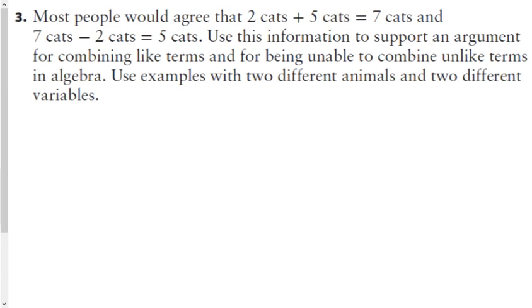That's the next one. Most people would agree that 2 cats plus 5 cats is 7 cats, or 7 cats equals 2 cats plus 5 cats. Use this information to support our argument determination. We just did that there. Can't combine dogs with cats, or whatever.